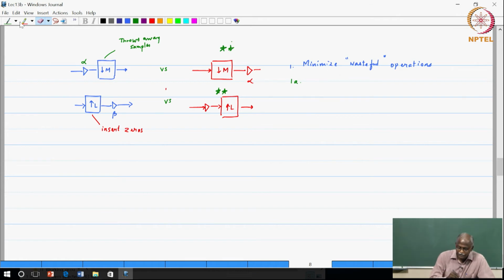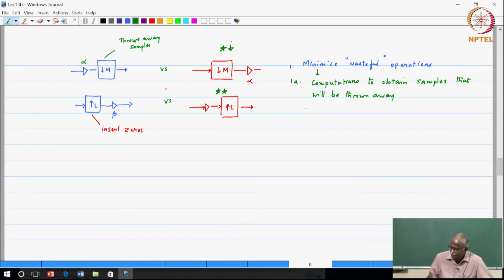So, this minimization we would like it to apply to computations to obtain samples that will be thrown away, and keep that to a minimum, because that will make the overall system more efficient. Samples that will be thrown away, and this actually turns out to be one of the foundations on which we do polyphase decomposition and the noble identities, which we will be looking at in today's lecture. That is for a downsampler, and that is primarily linked to the downsampling operation.